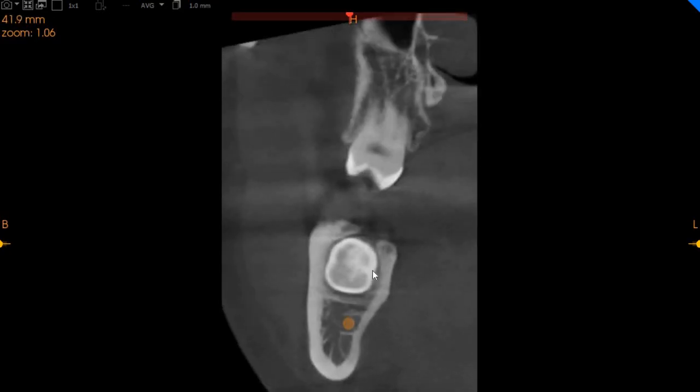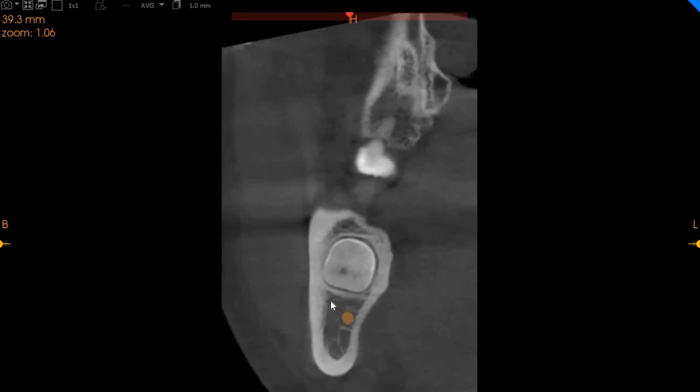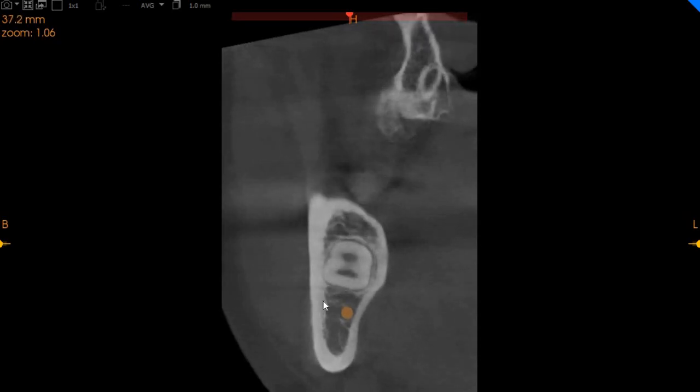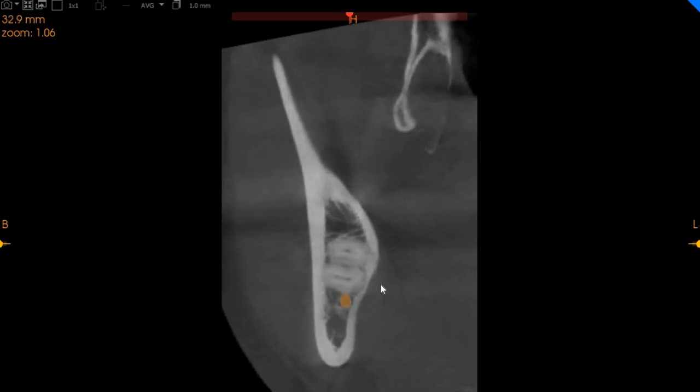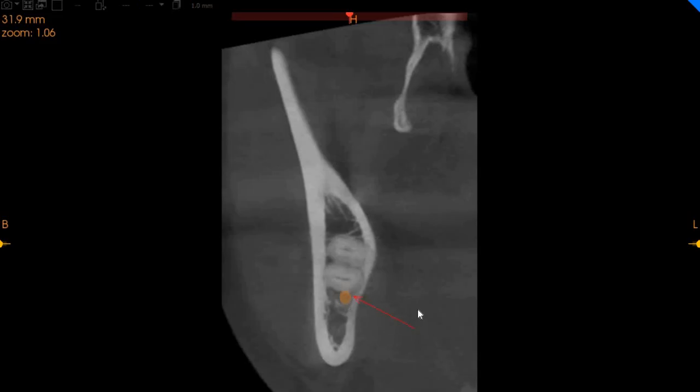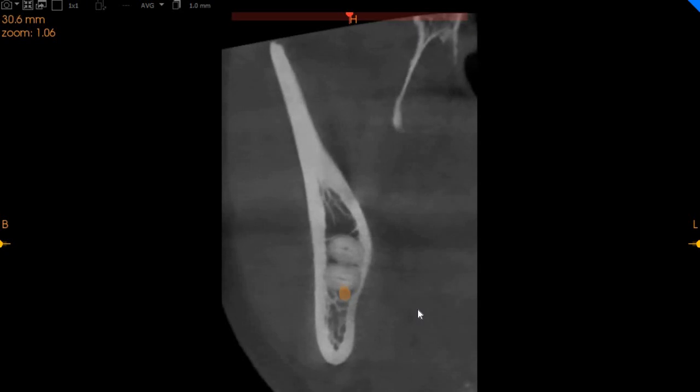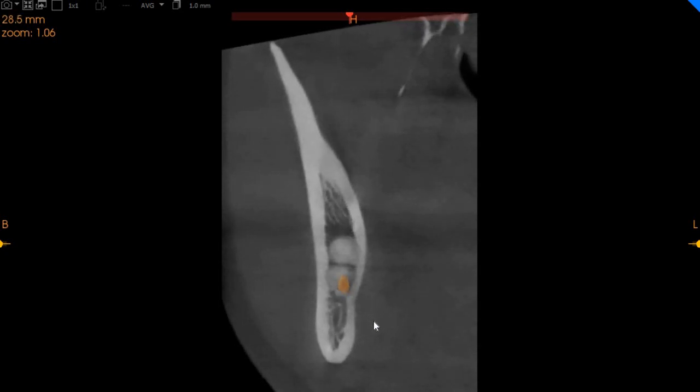Now moving to the lower right eight, which is exactly here. This is a horizontal impaction, and as you can clearly see, it has relatively very dense bone surrounding it in the crown structure. And as we move towards the root structure, you can see that the mesial root at the mid-root level, close to the apical one-third, starts to come in contact with the inferior alveolar nerve. And as we move further back towards the apical part, it still continues to stay in contact.